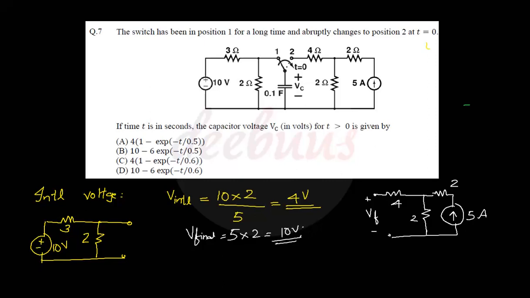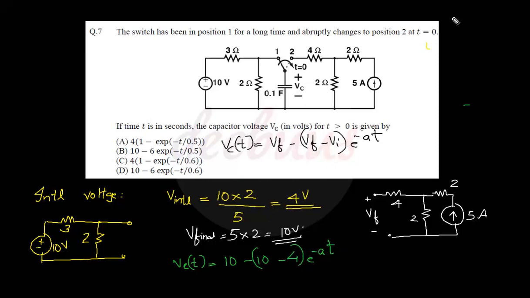Now we can write the capacitor charging and discharging expression, that is Vc of t. Vc of t equals V final minus V initial e raised to minus at. Now we can substitute the values into this expression. Vc of t equals V final, which is 10, minus, again, 10 minus the initial voltage, 4, e raised to minus at. Here a is actually 1 by time constant. For t greater than 0, the circuit is basically an RC circuit. So 1 by time constant is 1 by RC.